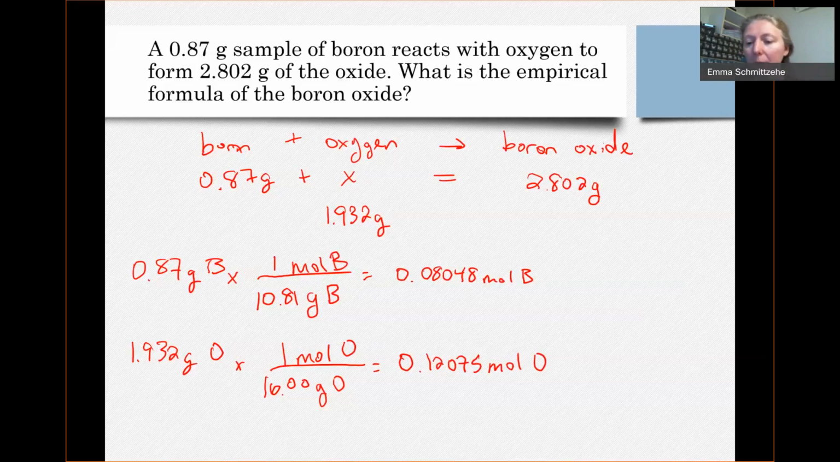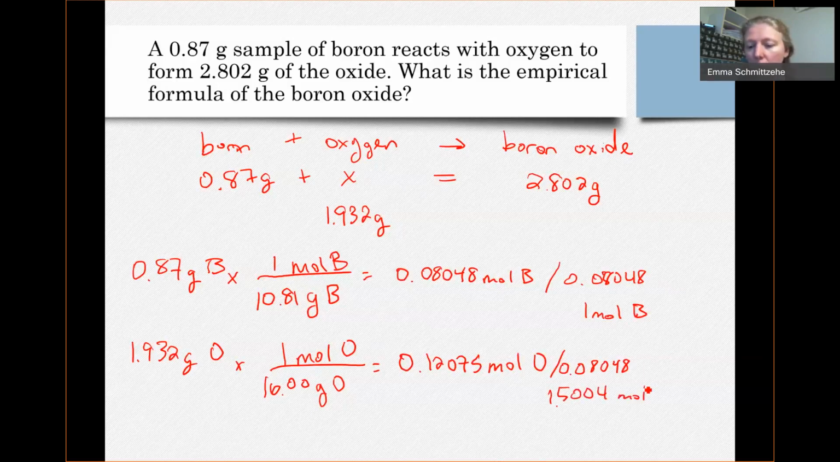Okay, so I have moles and I want to get them into whole numbers. So first divide by the smallest. So I'm going to divide them both by 0.08048. That's going to give me 1 mole of boron, and then 0.12075 divided by 0.08048 gives me 1.5004 moles of oxygen, and so that's pretty much 1.5 moles of oxygen, right? It's within 0.05 of that, so that's good enough.